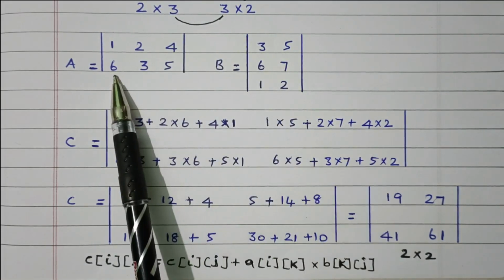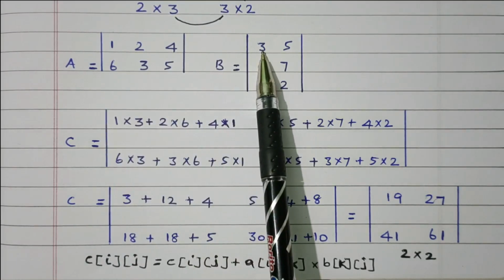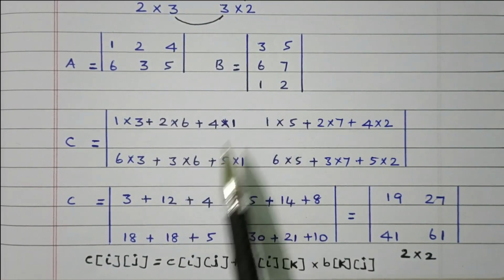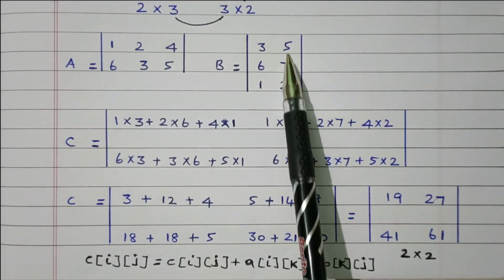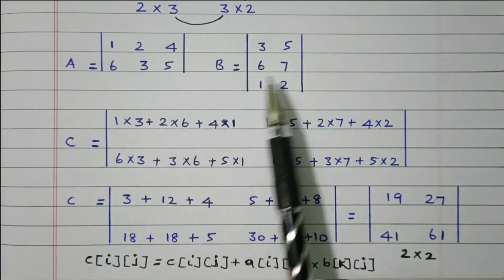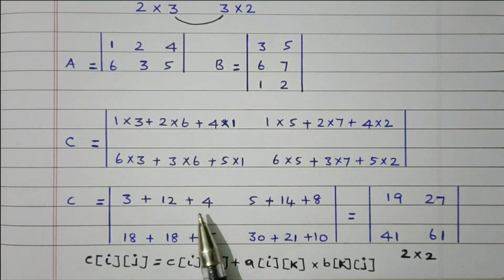Right. Now consider the second row, these three elements, 6, 3, 5. Here 6 is multiplied with 3, 3 into 6, 5 into 1, all are added together. The same 6, 3, 5 is multiplied with 5, 7, 2: 6 into 5, 3 into 7, 5 into 2. Now we need to add all these values, right?